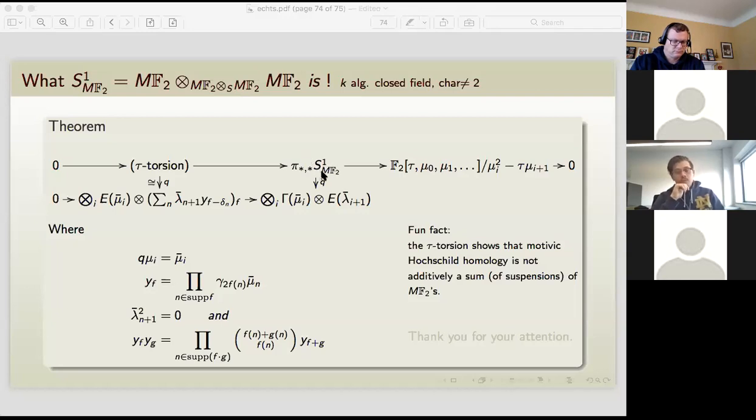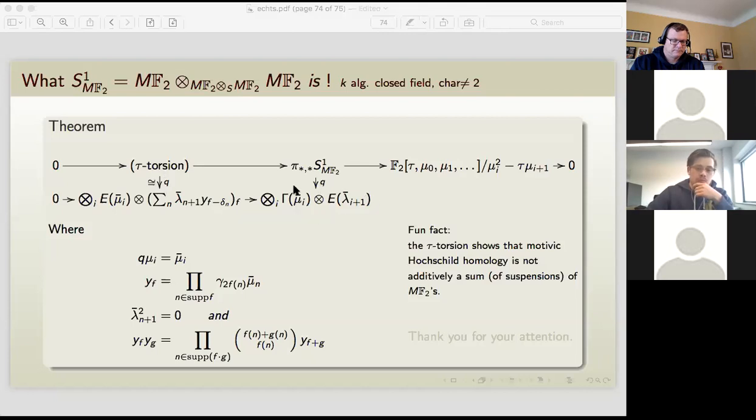well, it is given by generators tau, mu naught, mu 1, and so forth, and all the x_i's in the tau torsion. The relations between them are that mu_i squared is equal to tau mu_{i+1}, and the x_i's, the relations between those are measured exactly by mapping to the mod tau motivic Hochschild homology.